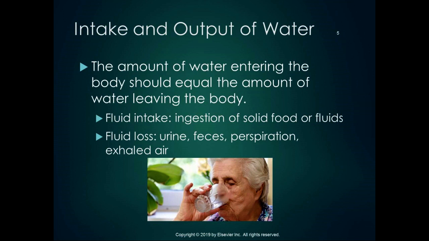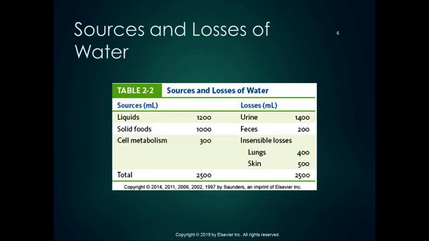We lose about 1,400 milliliters in urine, about 200 in feces, and 400 and 500 through our lungs and our skin, adding up to the same amount, 2,500 milliliters. So anything that affects any of those things, say you're nauseated and can't ingest food or fluids, is going to affect your fluid intake. Say you have a problem with breathing, perspiration, urinating or defecating, that's going to affect your output of water. So that's going to affect your fluid balance.